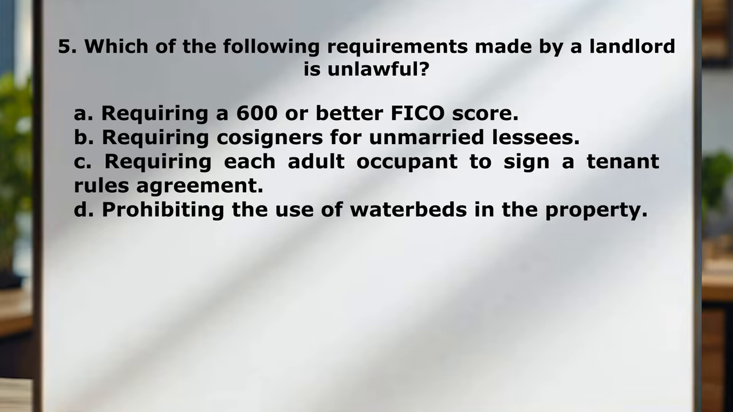A. Requiring a 600 or better FICO score. B. Requiring cosigners for unmarried lessees. C. Requiring each adult occupant to sign a tenant rules agreement. D. Prohibiting the use of waterbeds in the property. Oh, this is kind of a tricky one, actually.